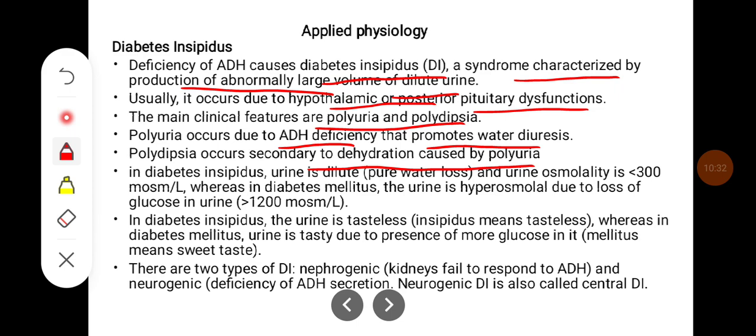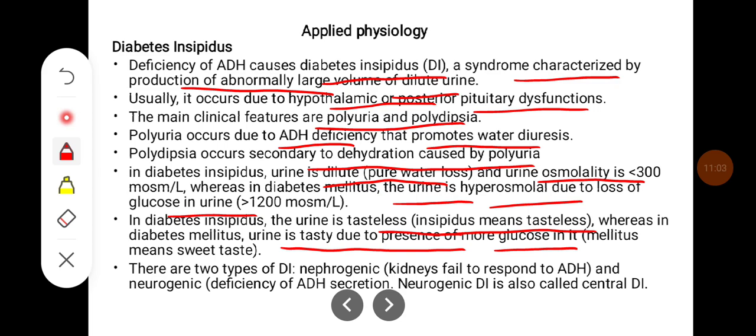In diabetes insipidus, urine is dilute, pure water loss, and urine osmolarity is less than 300 milliosmoles per liter. Whereas in diabetes mellitus, the urine is hyperosmolar due to the loss of glucose in the urine, that is more than 1200 milliosmoles per liter. In diabetes insipidus, urine is tasteless. Insipidus means tasteless. Whereas in diabetes mellitus, urine is tasty due to the presence of more glucose in it.